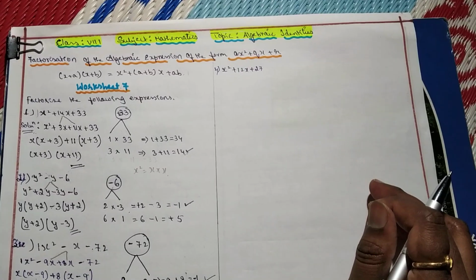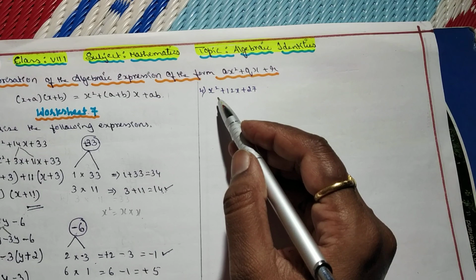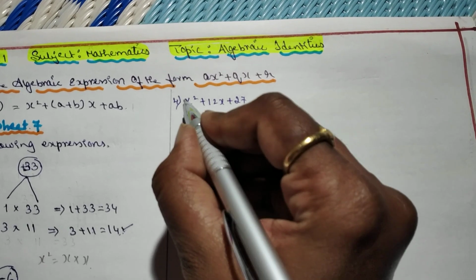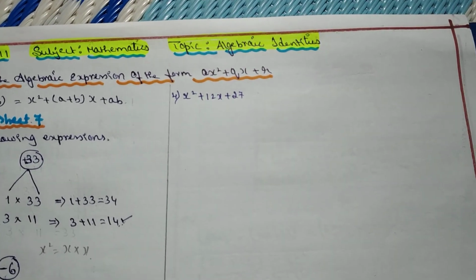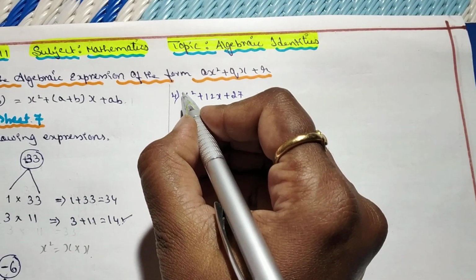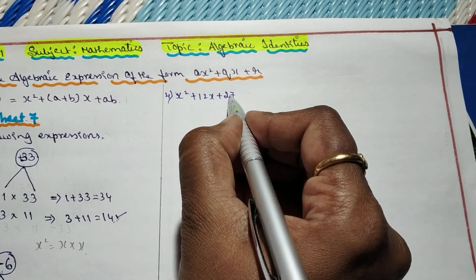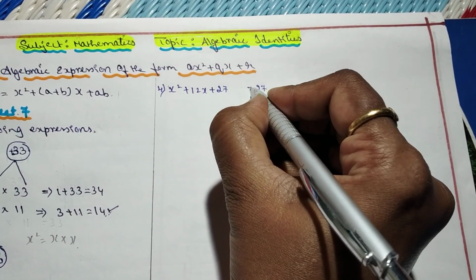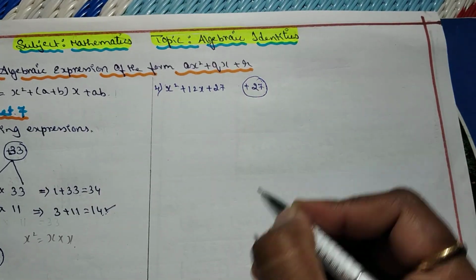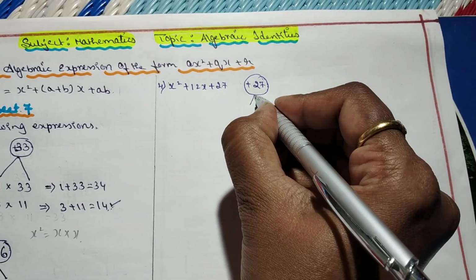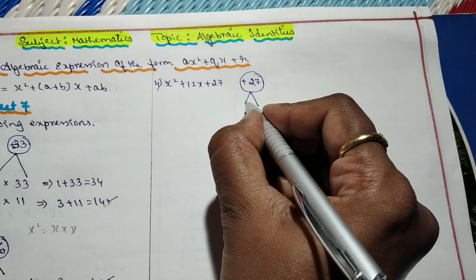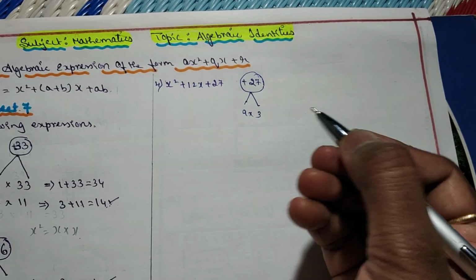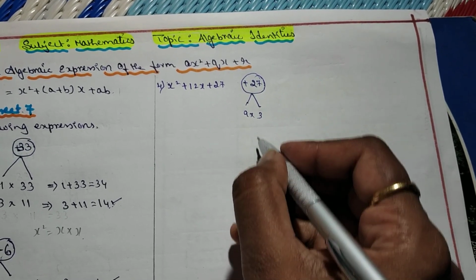Let me move to the fourth question now. The fourth question, x square minus 12x plus 27. The first step is multiplying constants with the coefficient of x square. So here we have 1 and here we have 27. 1 into 27 is 27, and the sign is plus, so plus 27. This is the first step. Second step is writing the tables. So 27, 9 3s are 27. Next, 3 9s are 27.